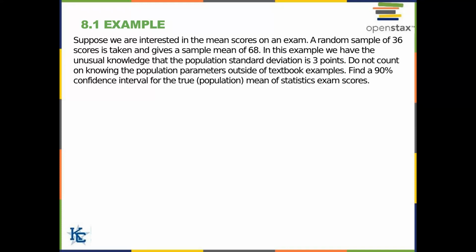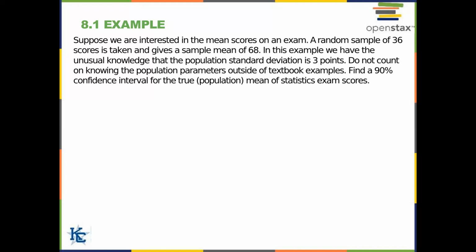So let's take a look at this first example. Suppose we're interested in a mean score of an exam. A random sample of 36 scores is taken and gives a sample mean of 68. In this example, we have the unusual knowledge that the population standard deviation is 3 points. Do not count on knowing the population parameter outside of textbook examples. Find a 90% confidence interval for the true population mean of the statistics exam score.